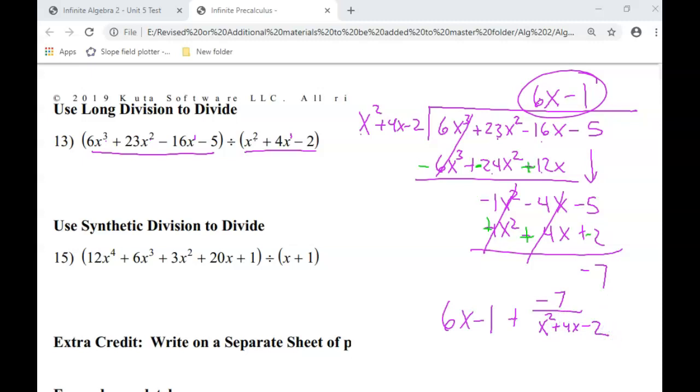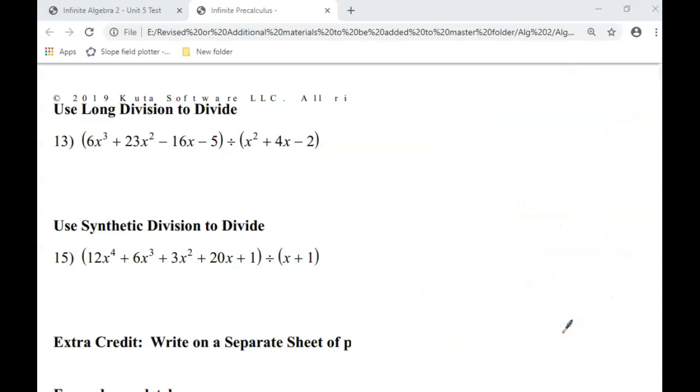And just so you guys know, anytime the top number here is a negative, they'll sometimes take that negative off and put it where the plus was instead. Okay, so there's your final answer for that one. Let's go ahead and take a look at number 15. This one's asking us to do synthetic division.